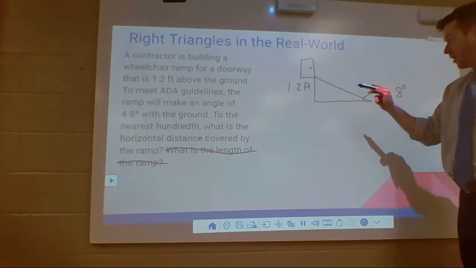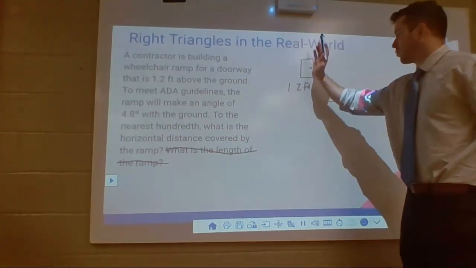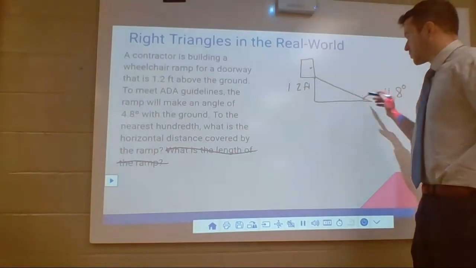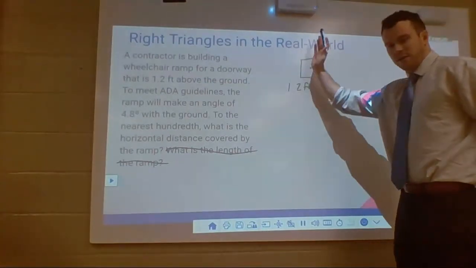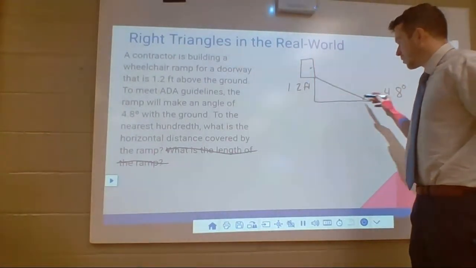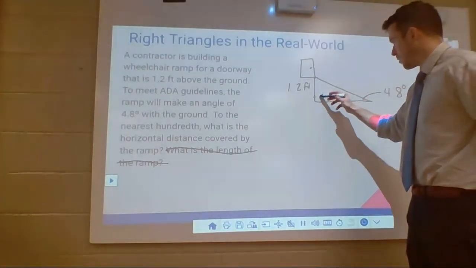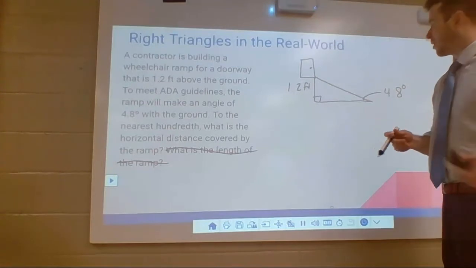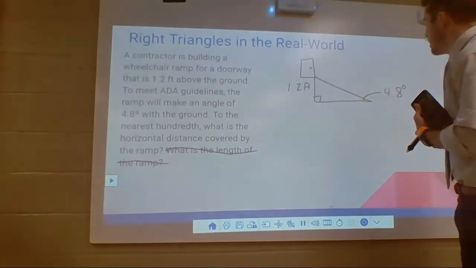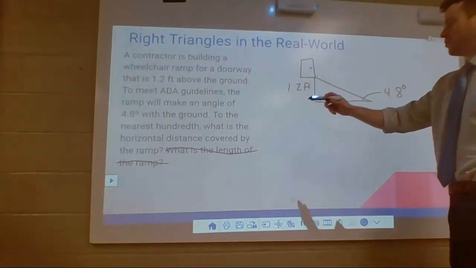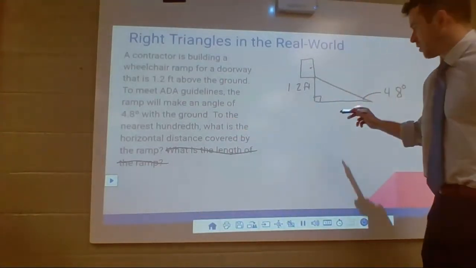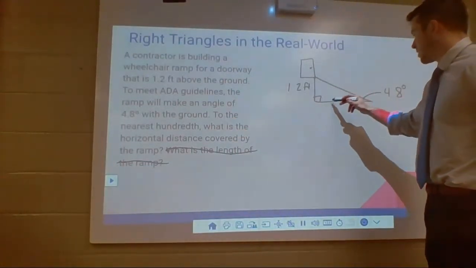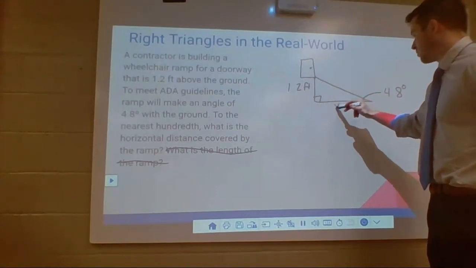Okay, and so we have a vertical component. This is going straight up, and then we have the ground, which is horizontal. Well, a directly vertical component that meets a completely horizontal component is going to form a right angle. Okay. Makes that L shape, right? So now, what we're trying to do is find the horizontal distance covered by the ramp. So I'm going to say the horizontal distance is right here. We're going to say that's x.